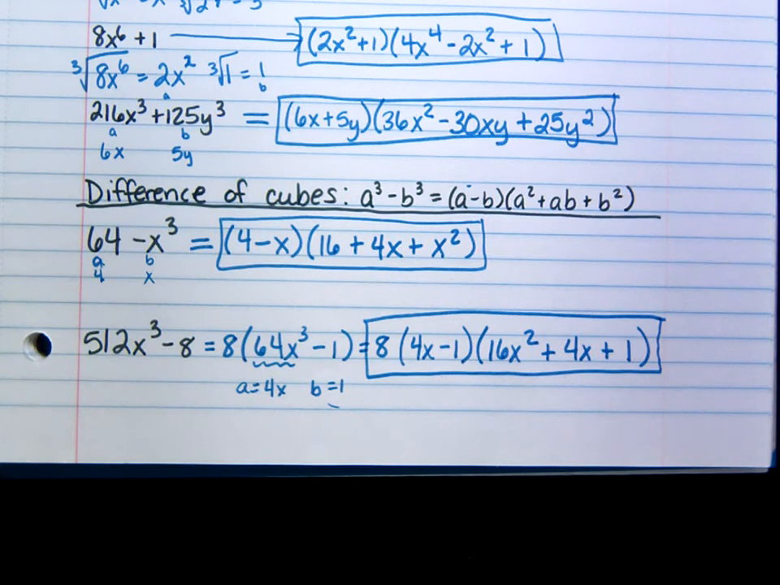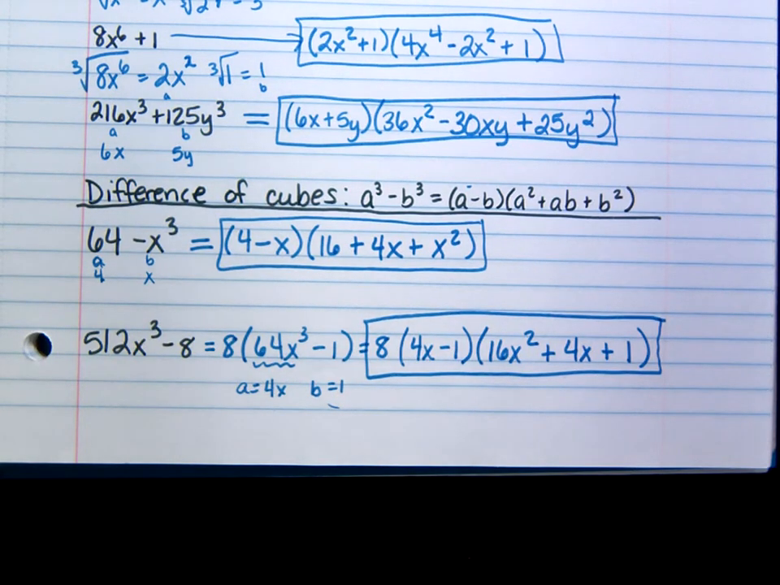Alright, so part 1 here, we looked at just binomial patterns. In part 2, we're going to look at how to factor when there's 3 or even 4 terms.